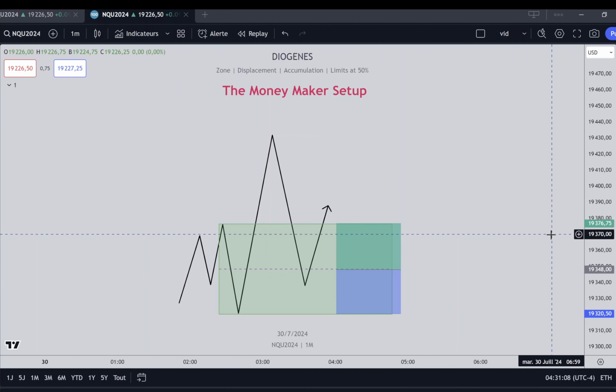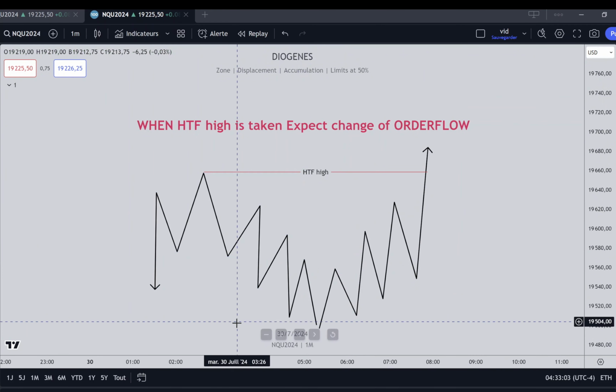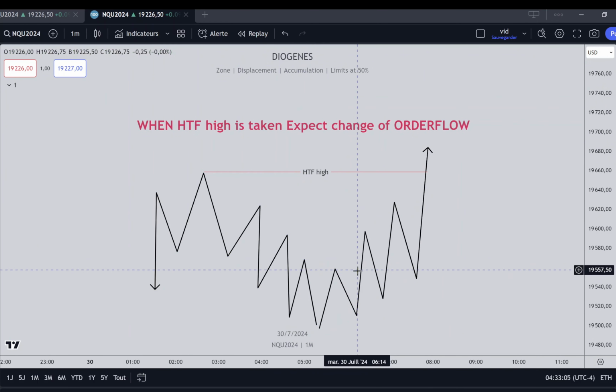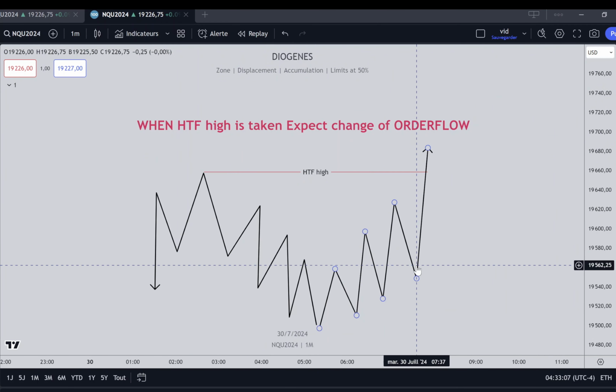One last thing, when a higher time frame high or low is taken, we expect accumulation or a change of order flow. This means we become more conservative and wait for the market to indicate the next move. It's all about being patient and waiting for the right opportunities. This simply means that after a flip, we can take bullish trades, but when we take a higher time frame high, we stop taking bullish trades and wait for the market to show its hand.